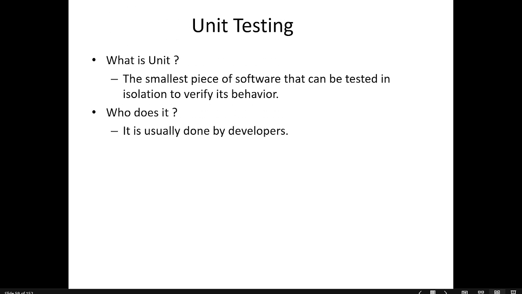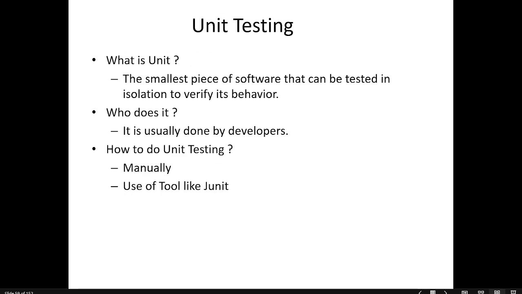Who does it? It is usually done by developers. Obviously, the smallest piece or a bigger piece of code is with developers, so they will check whether that particular piece of code is working as expected. How to do unit testing? Manually, or with the use of tools like JUnit. JUnit is a tool which supports unit testing.